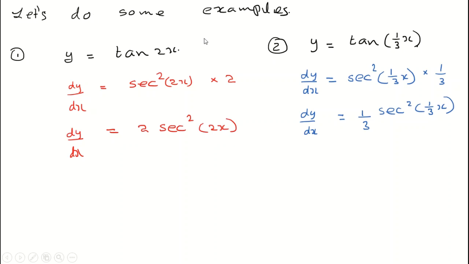Let's do some examples on tan. y equals tan 2x means sec squared 2x into 2, so 2 sec squared 2x. y equals tan of 1 over 3 x means sec squared of 1 over 3 x into 1 over 3. So 1 over 3 is taken to the front: 1 over 3 sec squared of 1 over 3 x. We always write this in front and write it like this, because otherwise this 1 over 3 might get tangled with this angle inside, right?